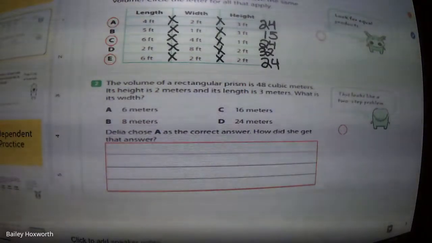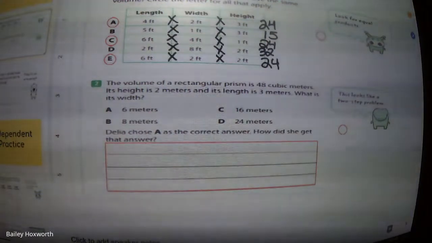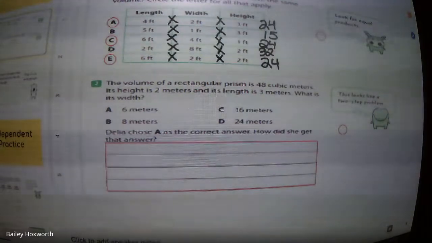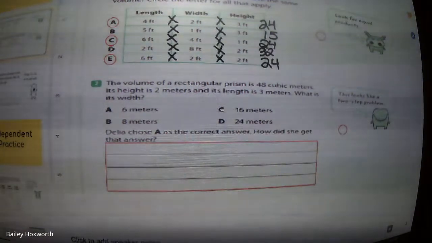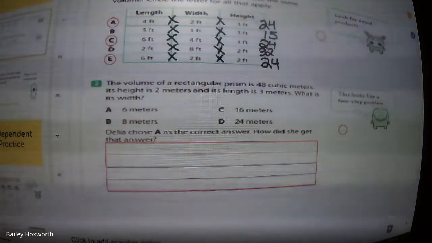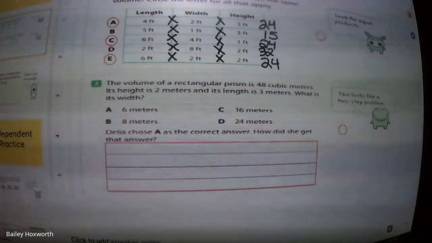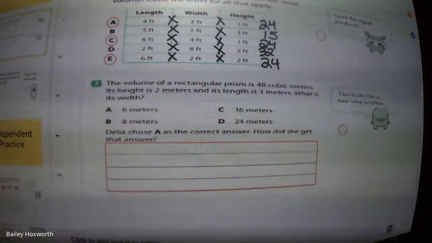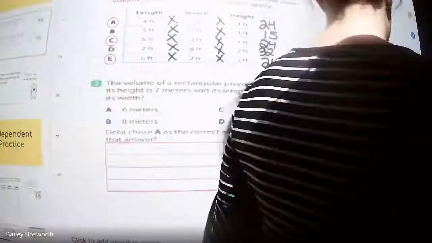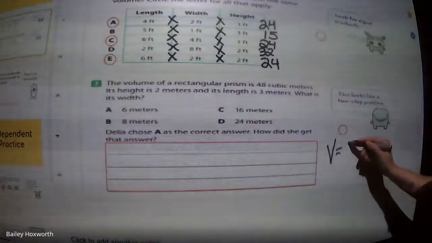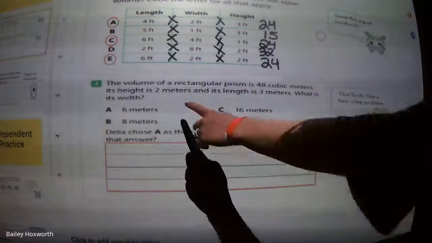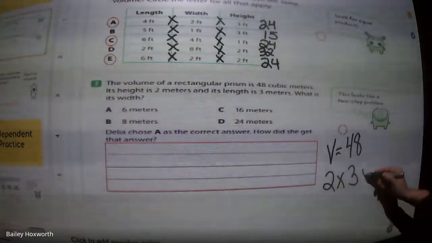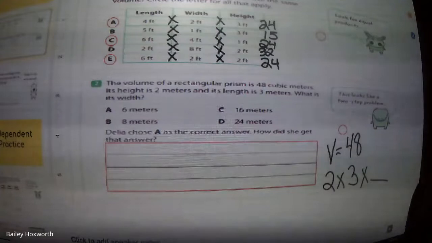Number 2, the volume of the rectangular prism is 48 cubic meters. The height is 2 meters and the length is 3 meters. What is the width? Ooh, we haven't talked about this yet. Okay. So they're giving us the volume straight out. They're saying that the volume equals 48. They've given me a height of 2 and a length of 3, but I'm missing how wide it is.